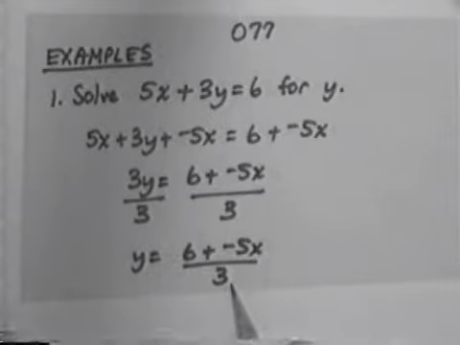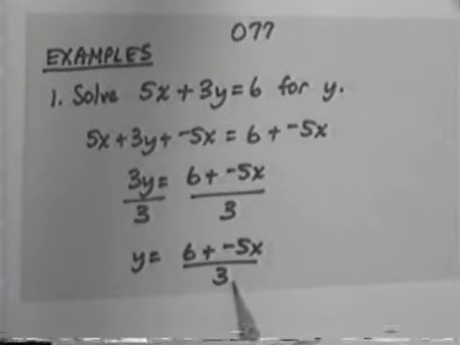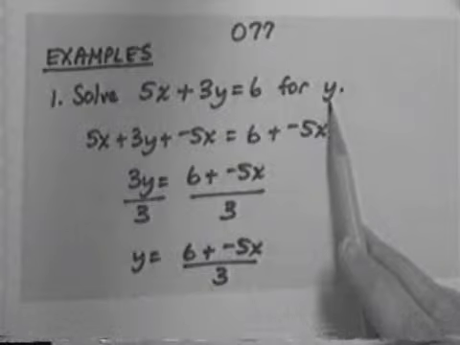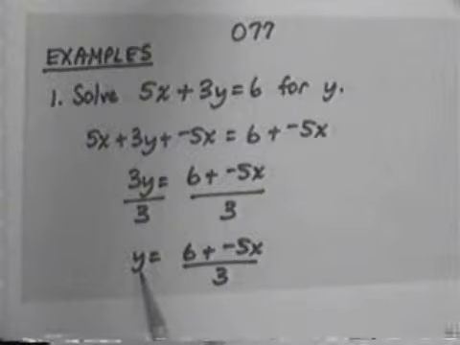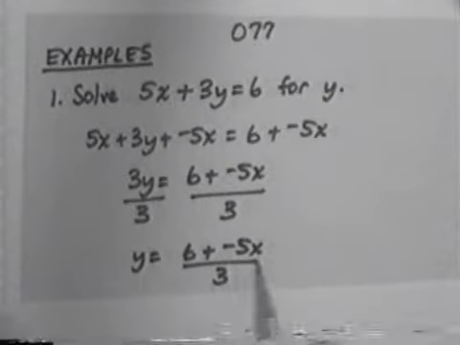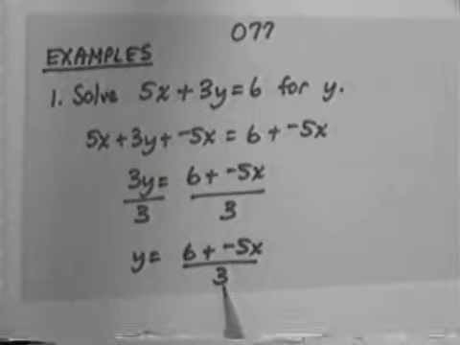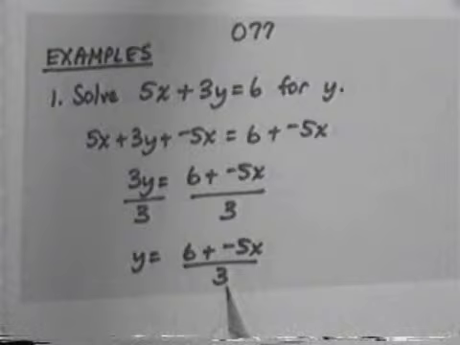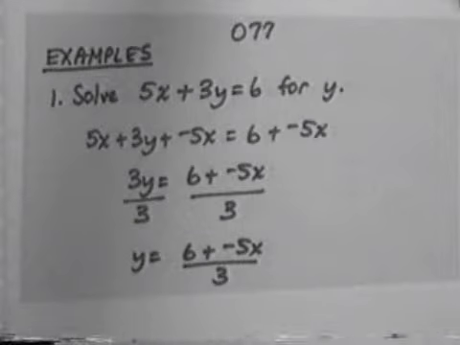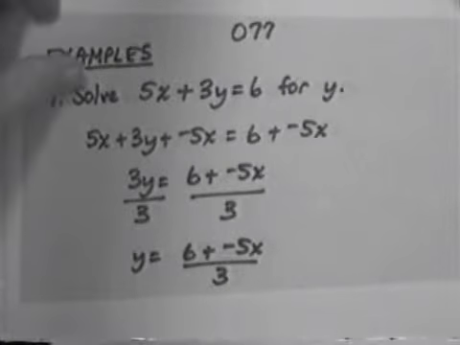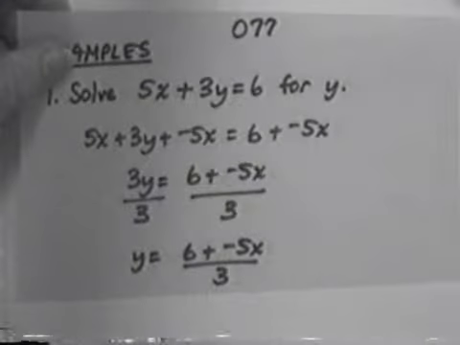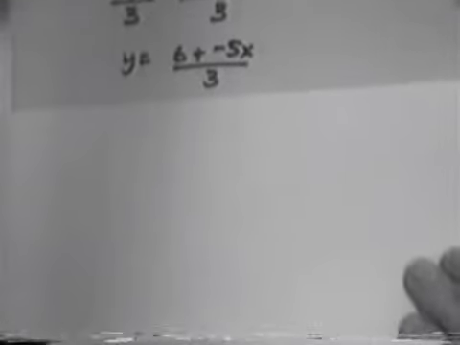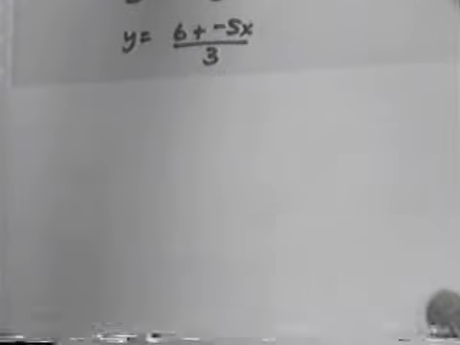Now, if you stop here, the equation has been solved. We have solved this equation for y. Y is alone on one side of the equation, and so we have 6 plus negative 5x over 3 as the answer. That will do. However, it is not the preferred form. We want to simplify this answer a bit. So let's tackle that problem.